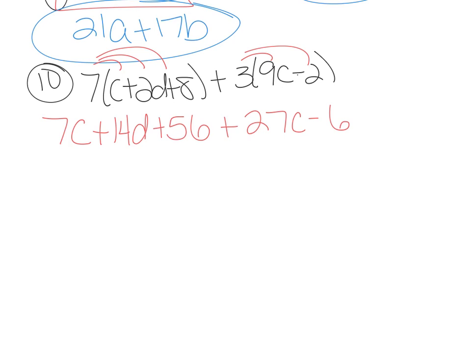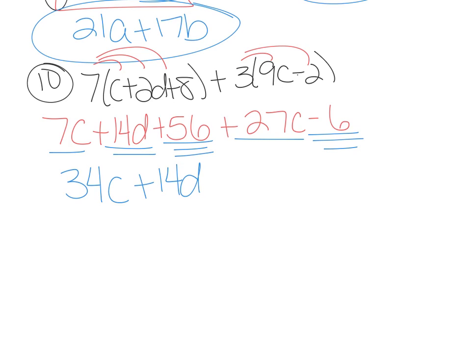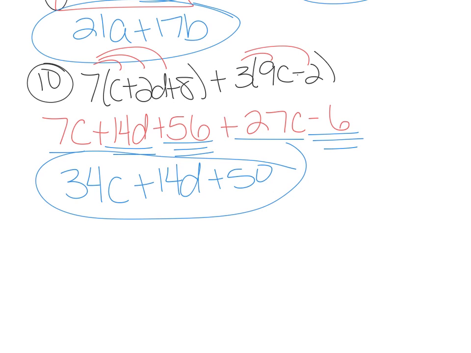Okay, and going through to combine like terms, 7c plus 27c gives me 34c. 14d, nothing else to combine with that, so it's just going to stay 14d. And then I have plus 56 minus 6, which just gives me 50. So your answer should be 34c plus 14d plus 50.